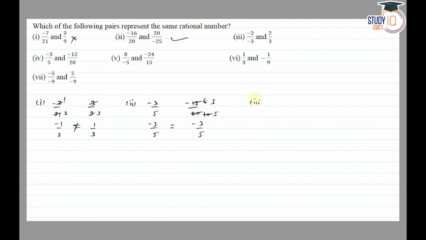And third, minus 2 by 3 and 2 by 3. So minus and minus cancel out. So 2 by 3 and 2 by 3. These are equal. So yes, this pair represents the same rational number. So this was our question number 4th. So in the 4th, the answer will be yes.